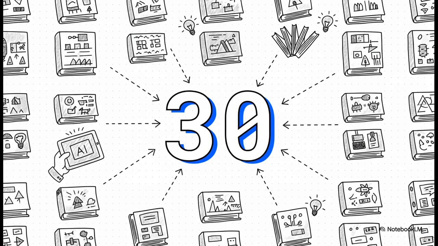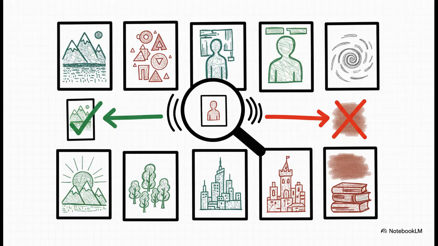Okay, step 3 is all about quantity over quality, at least at first. You need to generate a lot of options. We're talking 10, 20, even 30. Your goal right now is not to find the one perfect image, it's to find the one perfect direction. You're exploring, not finalizing.